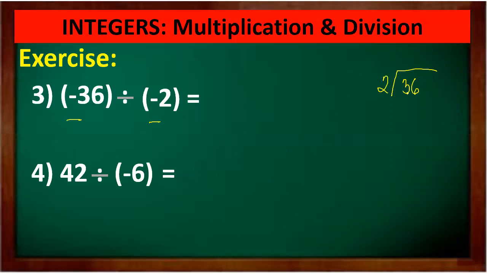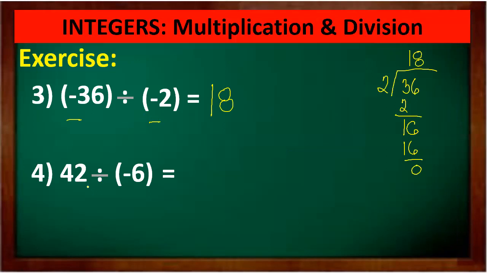how to divide it. 3 divided by 2 is 1. 1 times 2 is 2. 3 minus 2 is 1. Bring down 6. 16 divided by 2 is 8. So 8 times 2, that is 16, and we do not have a remainder. So therefore, negative 36 divided by negative 2 is equals to 18. Positive 18 because they have like signs.